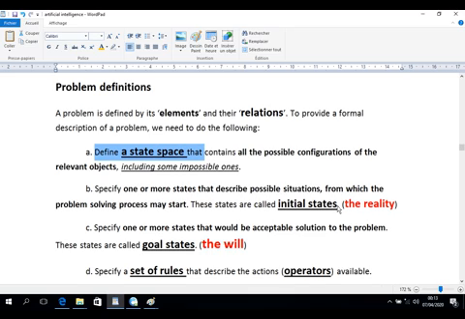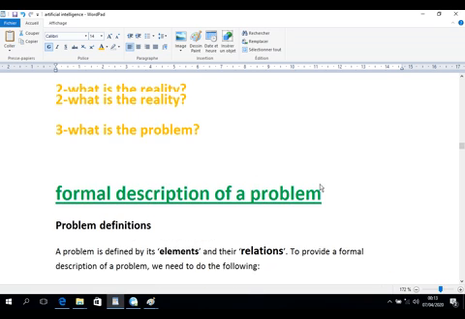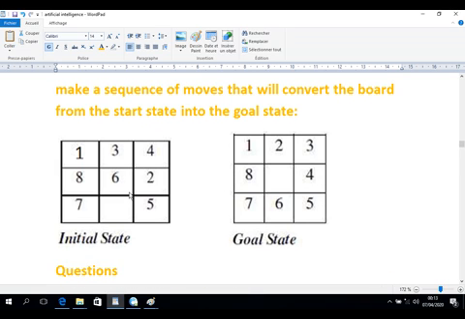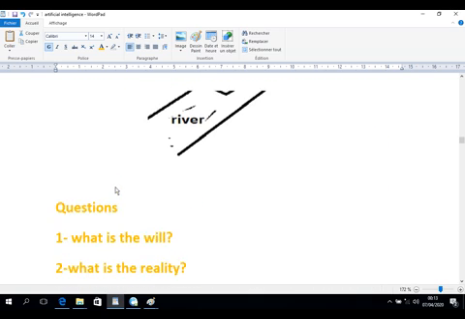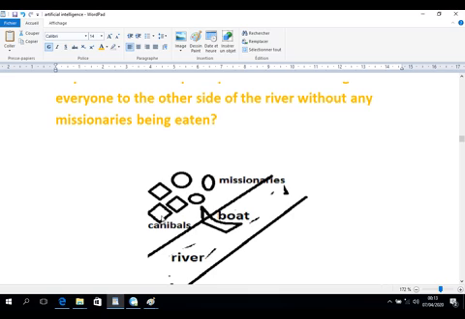That is just the set of all possible states, all possible configurations of the object. B. Specify one or more states that describe possible situations from which the problem-solving process may start. These states are called initial state, and that is what we call the reality.